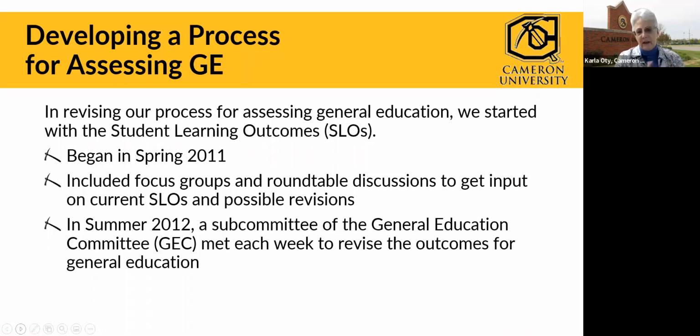At that time we had 8 outcomes, and so we looked at NILOA, we looked at the VALUE rubrics, we looked at our accreditors, we looked at all the focus groups, and they sat around a table once a week and wordsmithed and argued and came up with an outcome. So by the end of the summer, we had 8 outcomes.